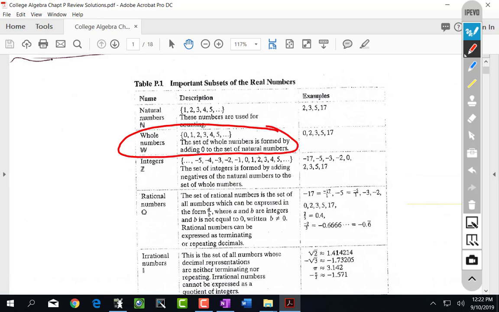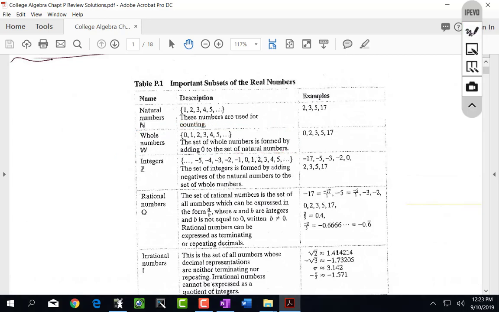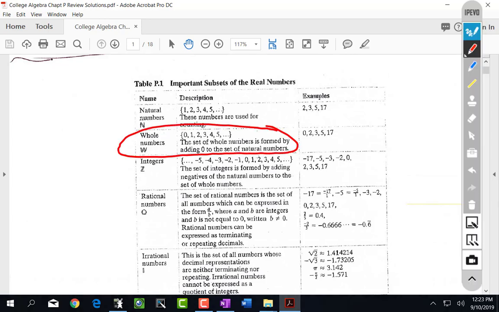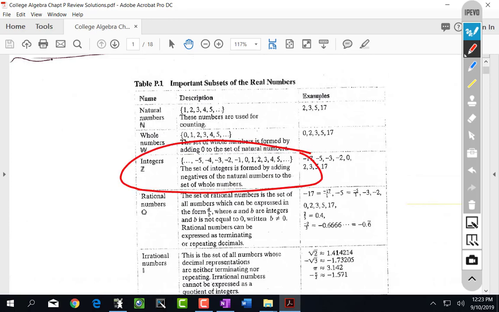Your integers is your next set. So on your integers, that would be the set of all whole numbers and their opposites, -5, -4, -3, -2, -1, 0, 1, 2, 3, 4, 5, and so on. Your rational numbers is any number that can be expressed as a ratio. In other words, any number that can be a fraction. And then, of course, irrational would be any number that can't be expressed as a fraction.